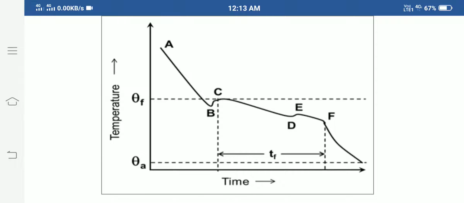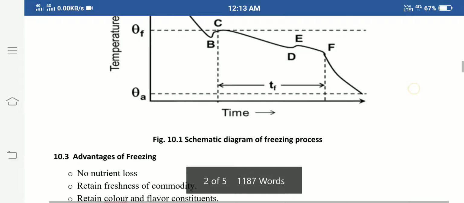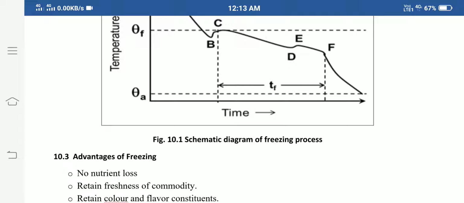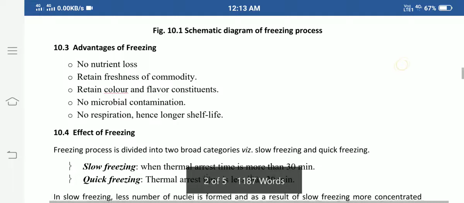E. As we can see, whenever heat of crystallization is released, there is an increase in temperature. From B to C we can see, from D to E we can see, and after the crystallization process is over, the lowering of temperature is there. So this is the schematic diagram of the freezing process.